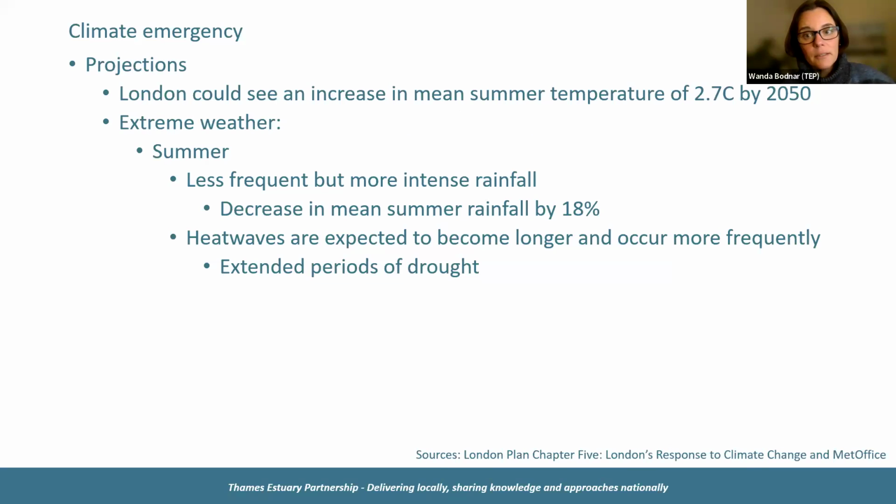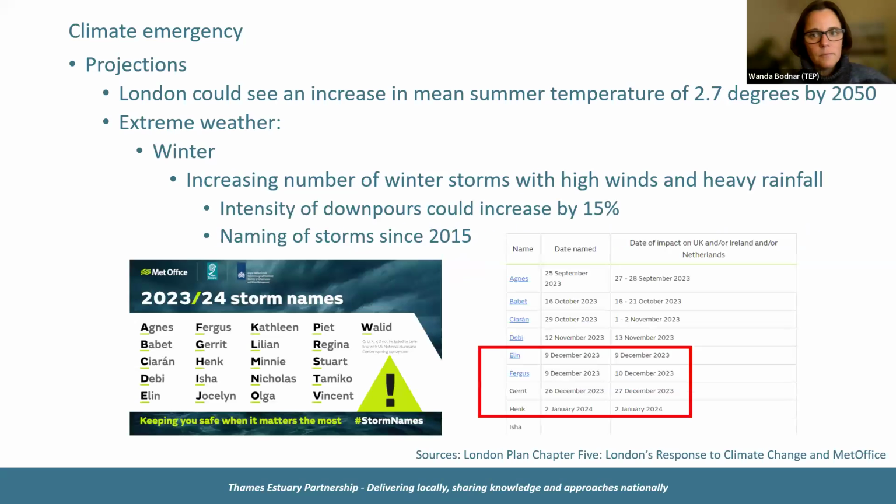By 2050, London could see an increase in mean summer temperatures of 2.7 degrees Celsius, with some extreme weather, with less frequent but more intense rainfall, longer and more frequent heat waves, and extended periods of drought. And the winters are expected to become stormier, as we could see in the last couple of weeks here in the UK, with high winds and heavy rainfall.